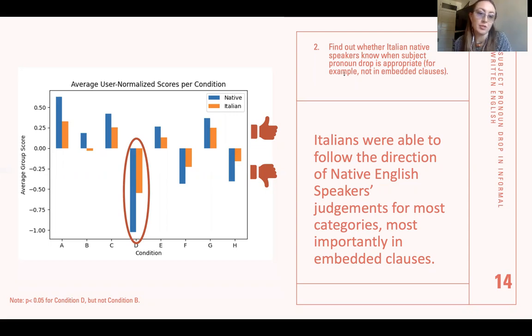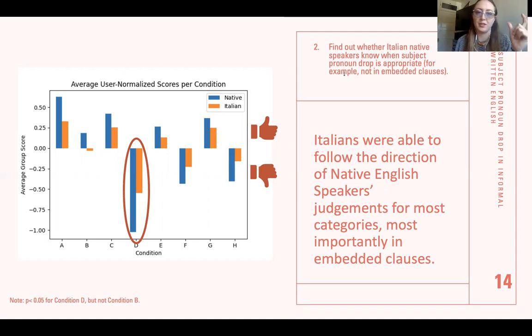And we also see that the Italians were not applying a singular rule to every type of pronoun drop. Every time they saw a pronoun drop, they didn't say, oh, that's incorrect, 1, 1, 1, bad, bad, bad. No. Not across all types of drops. We didn't see that. That's great.